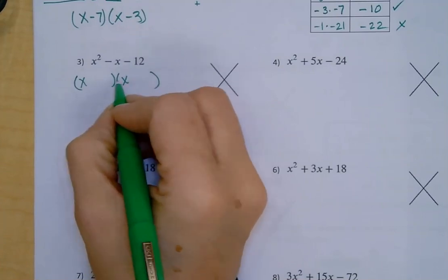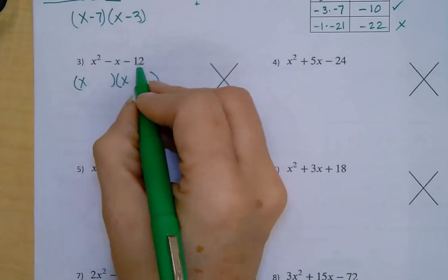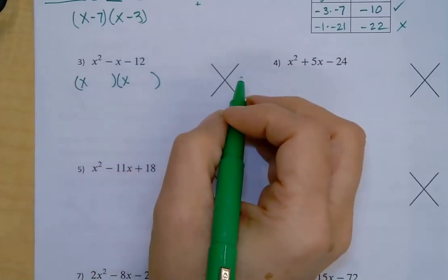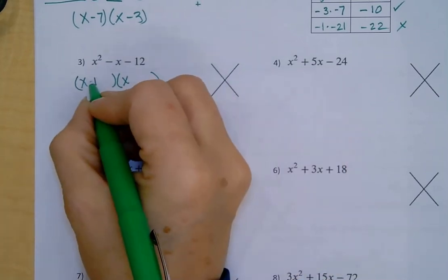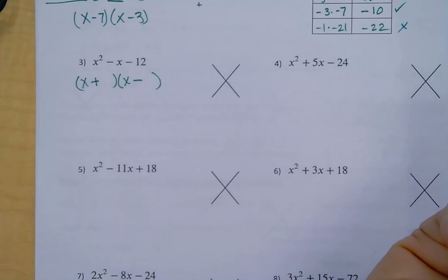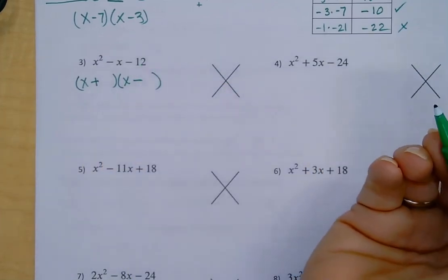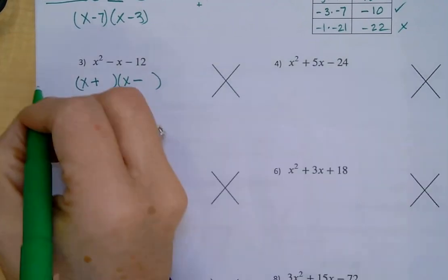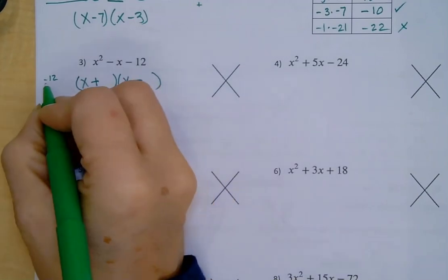My last 2 terms, so I'm going to start with my first from FOIL, and I'm also going to think about my last. My last 2 terms multiplied together have to be -12. Well, for me to get a negative number, I have to have one positive number and one negative number, right? Fine. So I'm thinking in my head, kind of guess and checking. If I want -12, this is where your X puzzle actually comes in handy. But you can guess and check too.